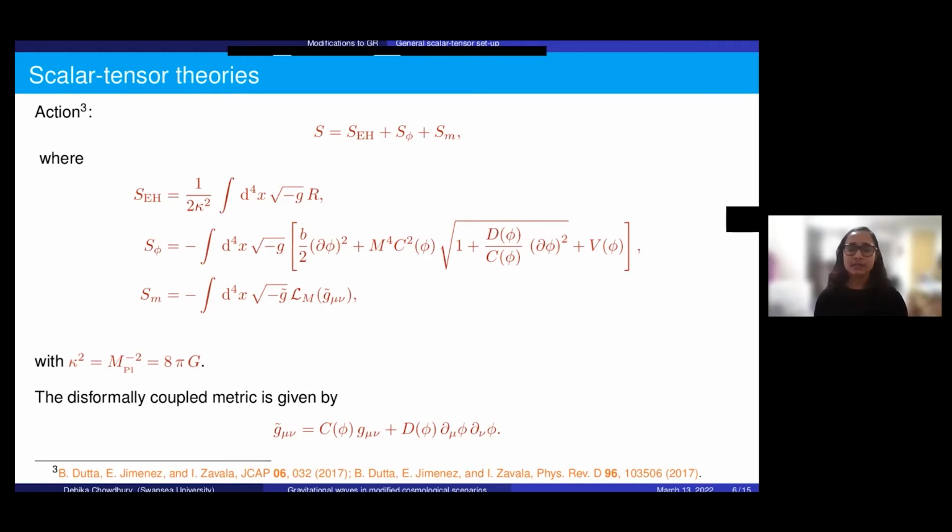So from this action, we can obtain the equations of motion that govern the evolution of phi, as well as the evolution of the expansion rate, that is the Hubble parameter. In the general case, these equations are actually coupled, and they are complicated. They cannot be solved analytically, so we will resort to solving them numerically.